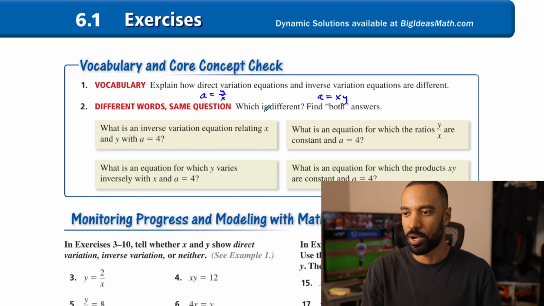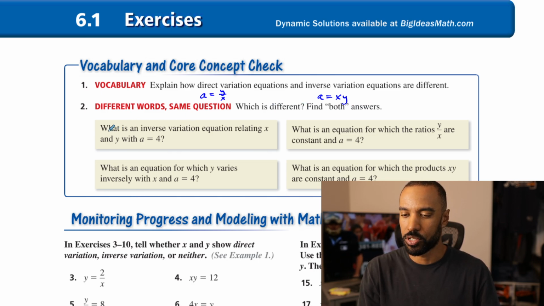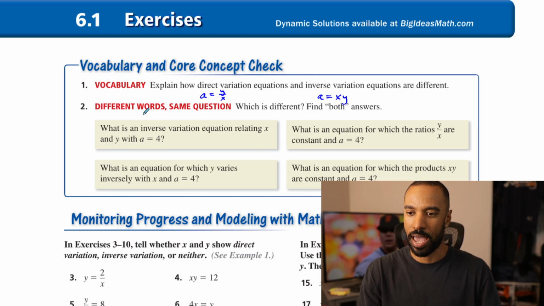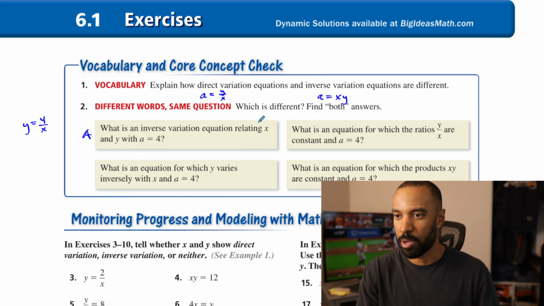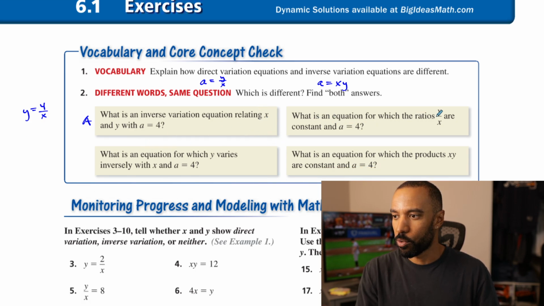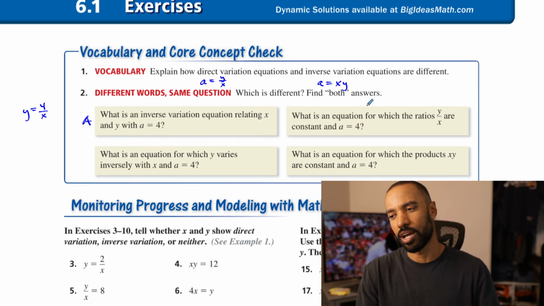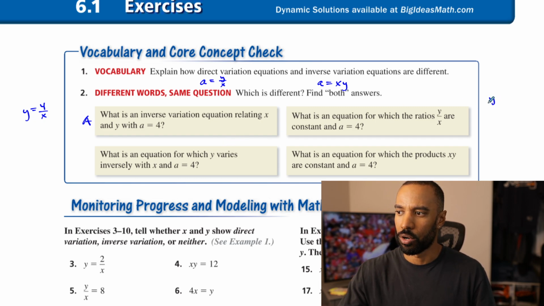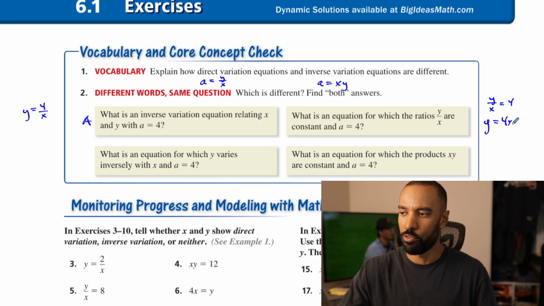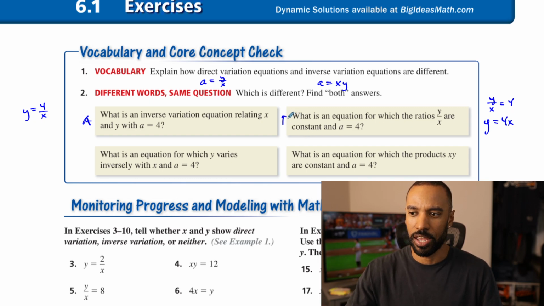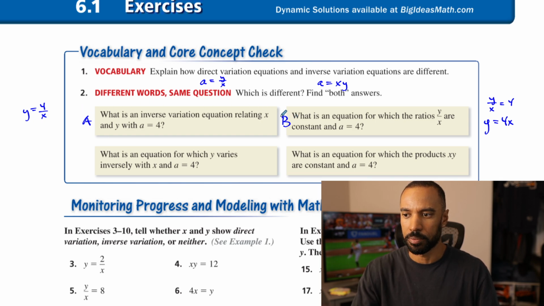Number 2, different words, same question. Which is different? Find both answers. What is an inverse variation equation relating x and y with a equals 4? Well, I guess that setup would be y equals 4 over x, given that it's inverse variation. That's answer type A. What is an equation for which the ratios y over x are constant and a equals 4? Well, y over x equals 4. If you multiply both sides by x, that's y equals 4x. 4 times x is direct variation. That seems to be different from the inverse one here.